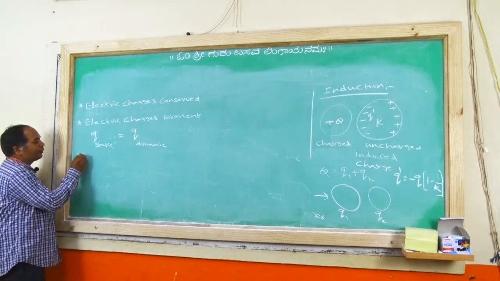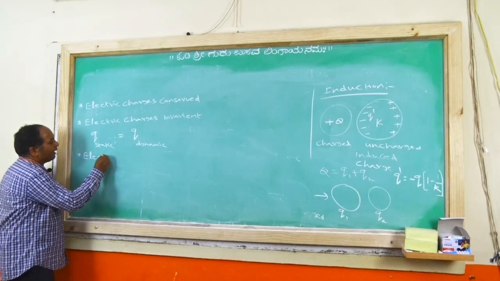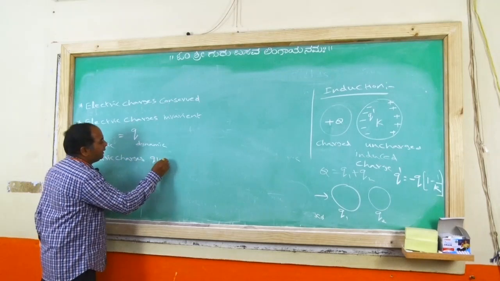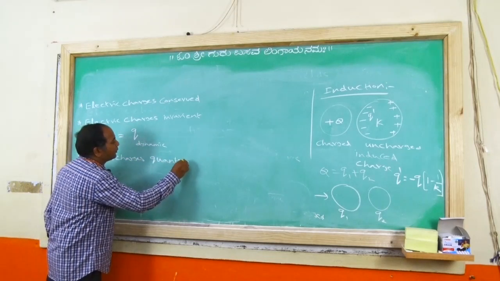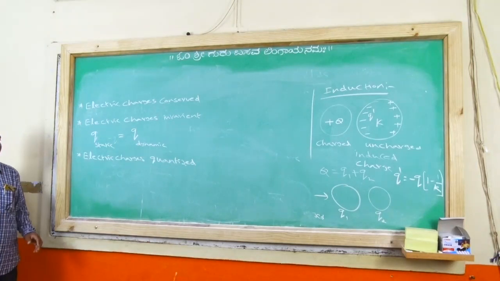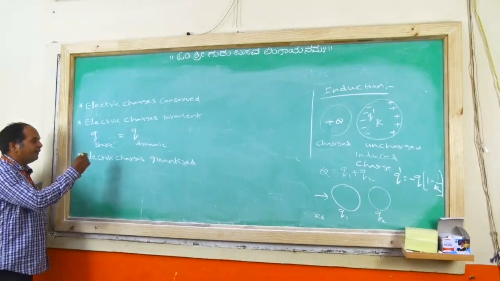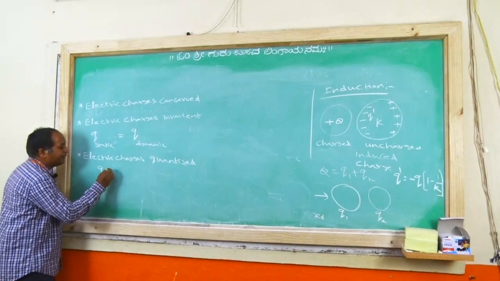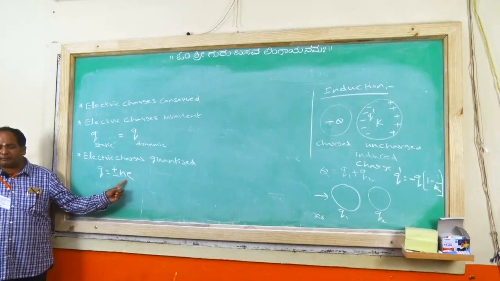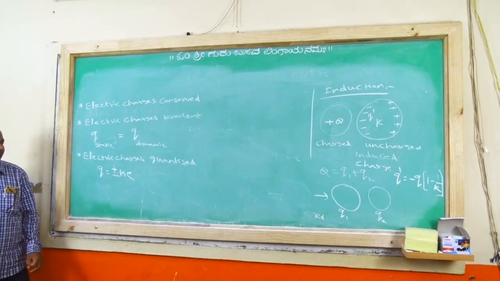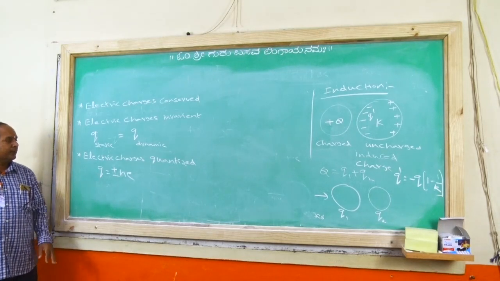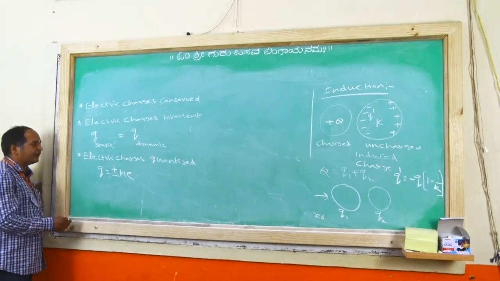Another one you should remember is that electric charges are quantized. That means any electric charge should be an integral multiple of one quantity. For electric charge, the charge may be written as Q equals plus or minus N e, where e is the charge of the electron, N is the number of electrons and Q is the total charge. So electric charges are quantized.